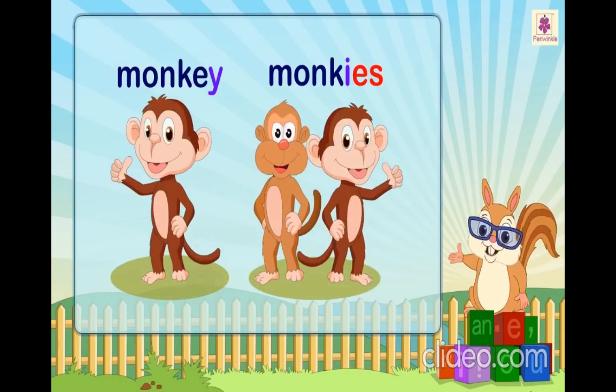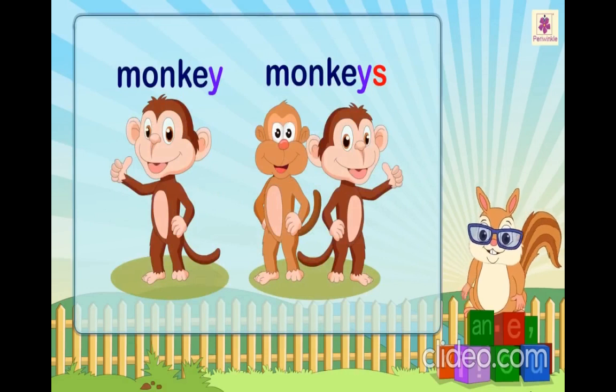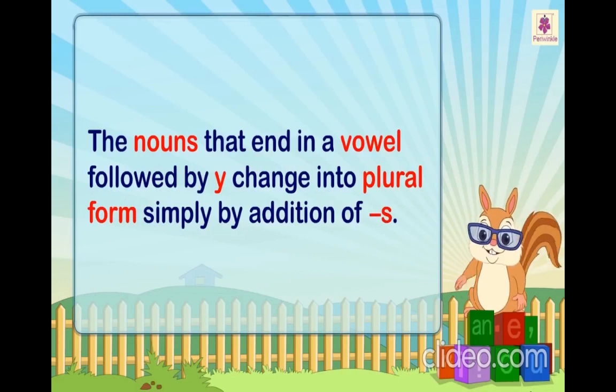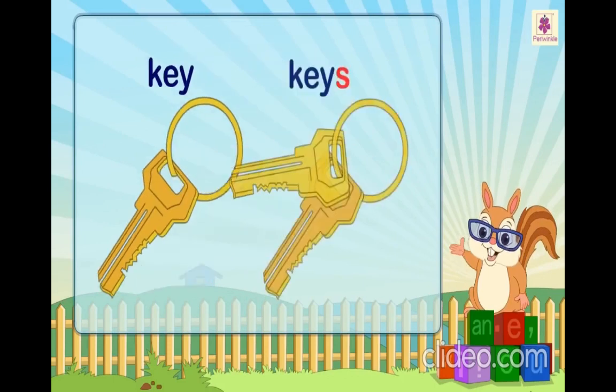Hey, don't drop the y from monkey. The plural of monkey is not monkies, it is monkeys. Just add s at the end. The nouns that end in a vowel followed by y change into plural form simply by addition of s. For example, key, keys.